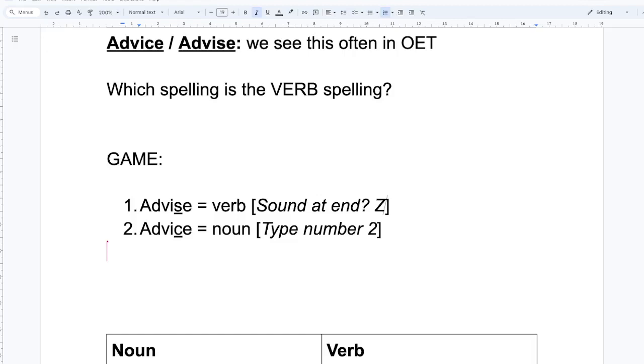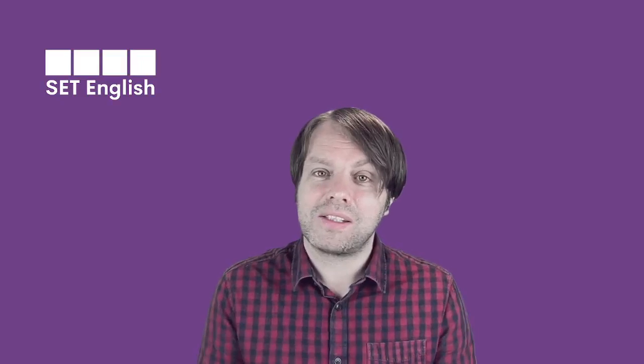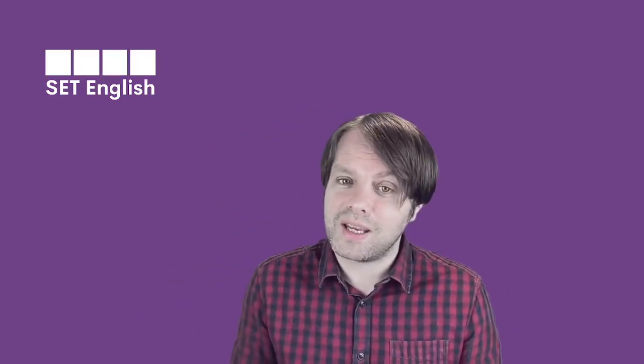And of course, the sound at the end for the noun. Does anyone know what the sound at the end is? It's not a Z sound. It is an S sound. So for example, advice, that's the noun. Advise, that's the verb, right?